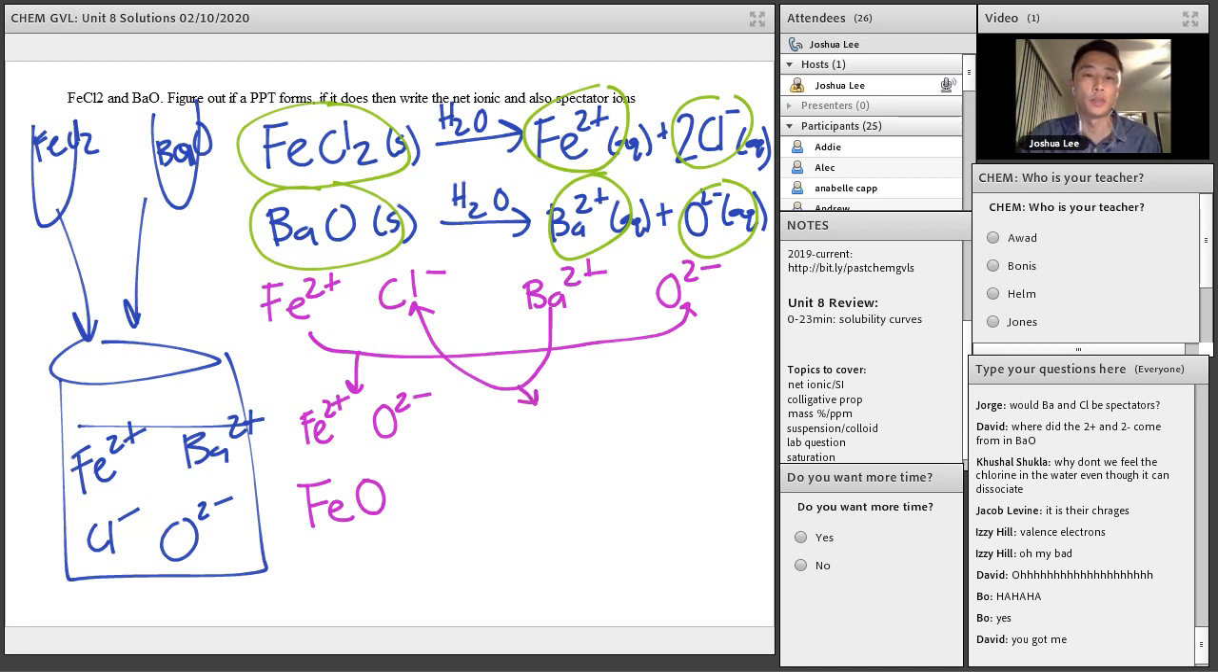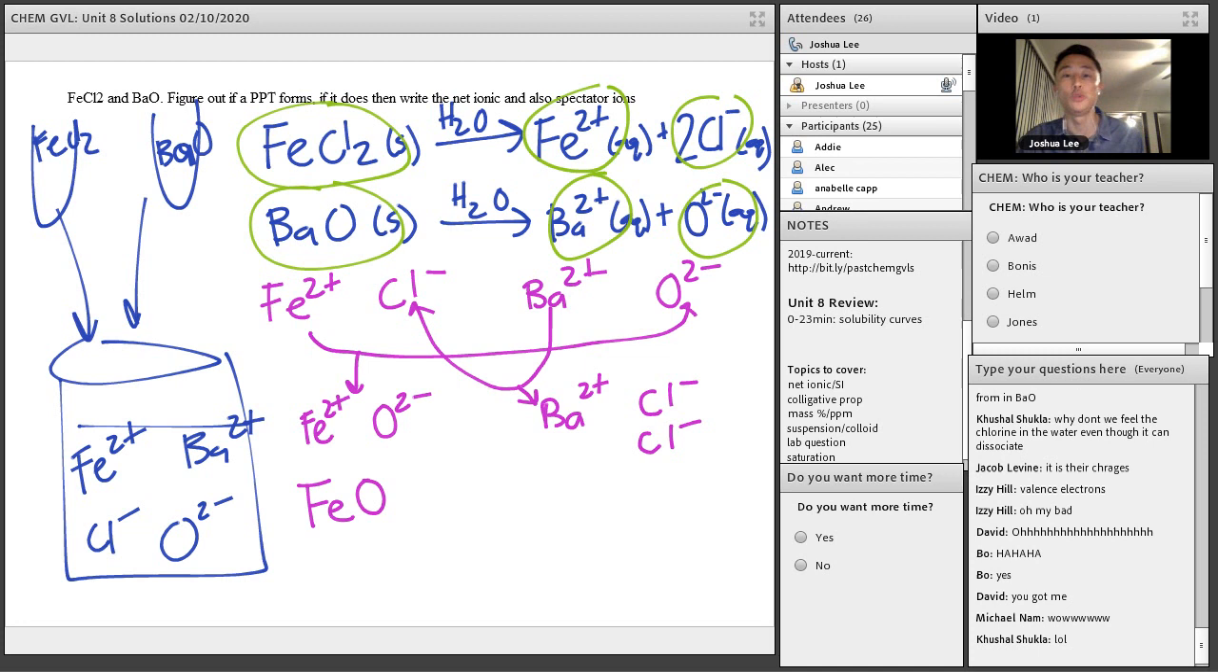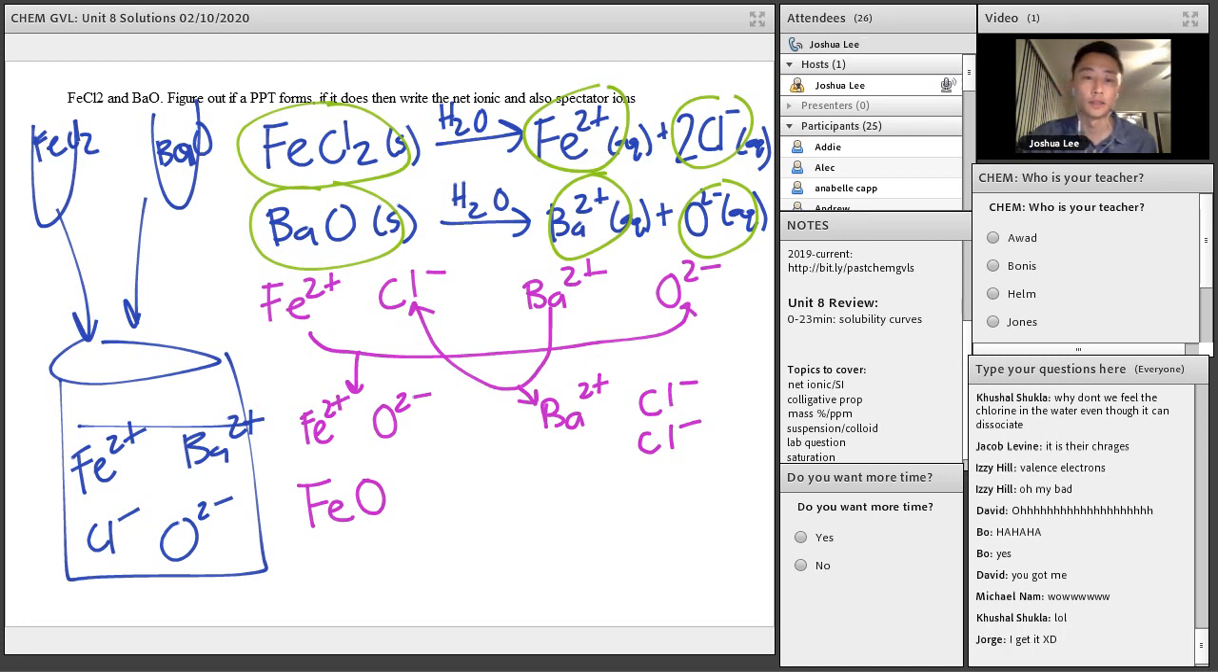So then we do this one. Barium is a +2 charge. Chlorine is a -1 charge. So you actually need 2 chlorines. Barium's greedy, and barium's going to want 2 chlorines to come with it. So now this becomes BaCl2.